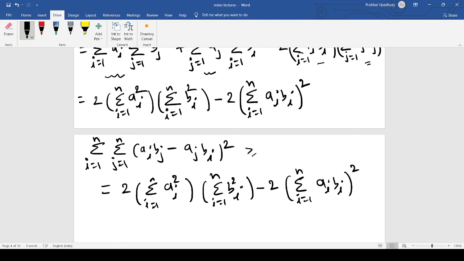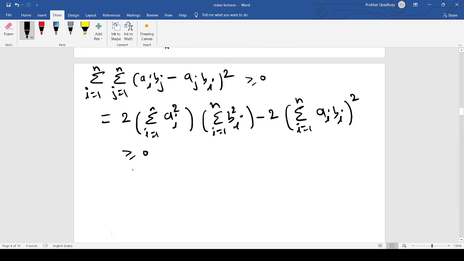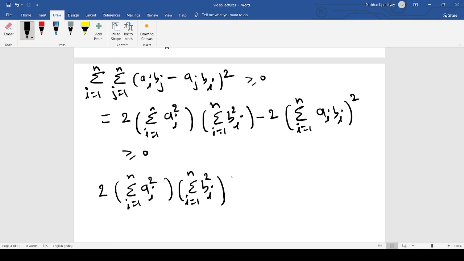Therefore, this quantity is greater than or equal to 0. And hence it will imply your right hand side is also greater than or equal to 0. And from where you can get 2 times summation ai square into summation bi square, i running from 1 to n, is greater than or equal to 2 times summation ai bi complete square, i running from 1 to n.